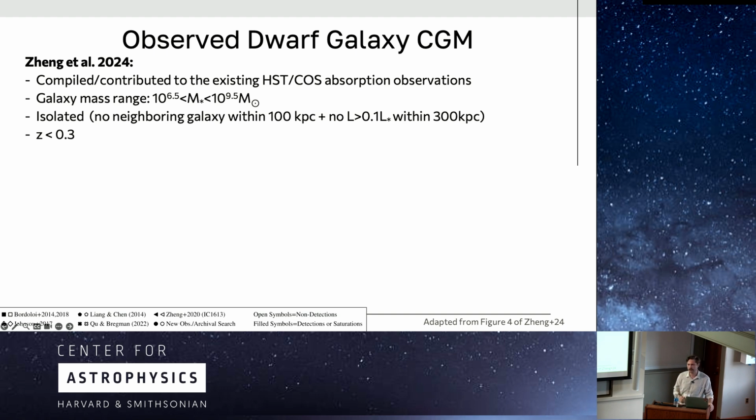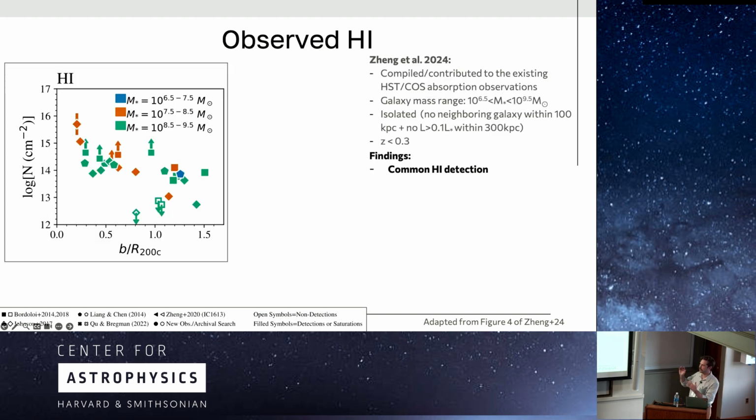Observationally, there have been a number of papers that have looked at the CGM around dwarf galaxies. I'm focusing on low redshift, and specifically this work done by Yang Zhang in 2024, which focused on isolated low redshift, or local, dwarf galaxies. Not only did they contribute their own sightlines, but they also compiled a lot of the existing observations, summarized in the bottom of the plot. This is a column density profile of HI with respect to normalized impact parameter for their full sample, and each data point is an observation.